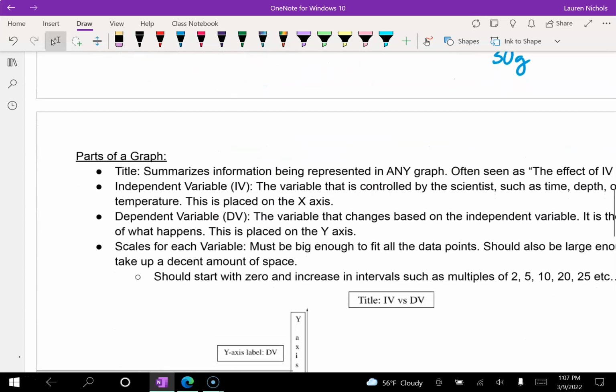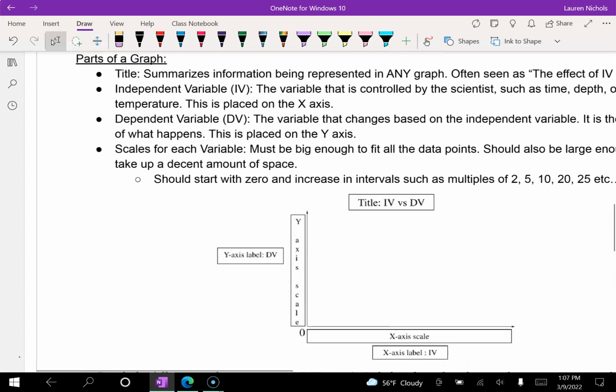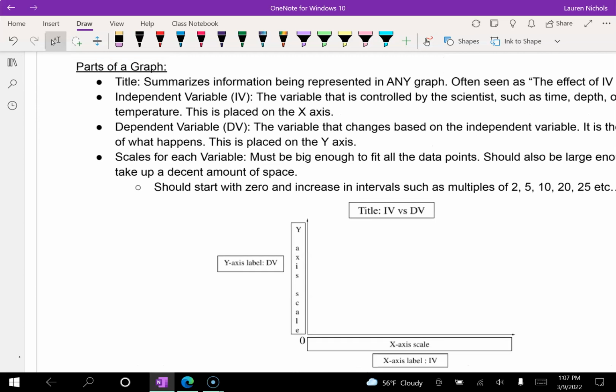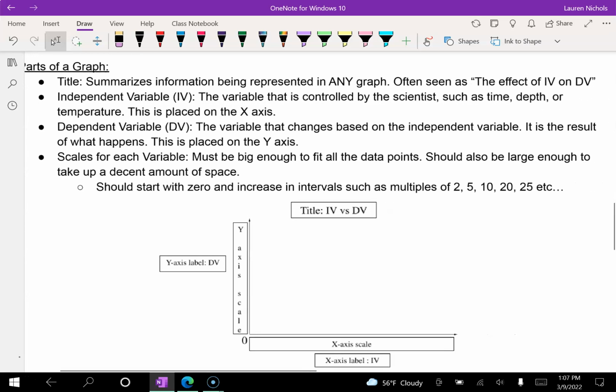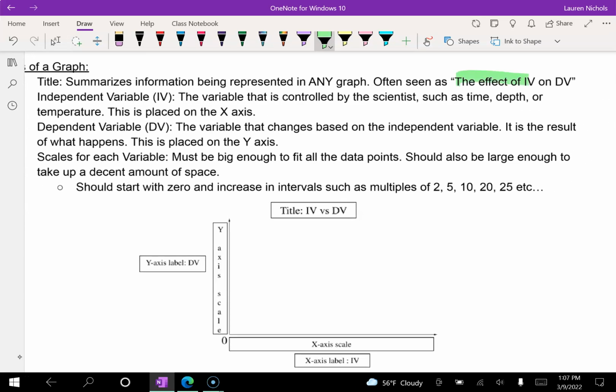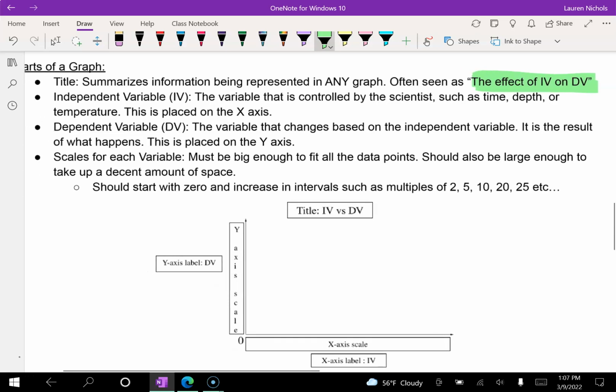And then the last thing we want to look at is how we actually create a graph. One of the things on the gateway you might be asked to do is actually graph for yourself. So your title is often seen as the effect of your independent variable on your dependent variable. And for your lab, for my honors students, you have to create graphs for your model. So pay attention to what needs to be in a graph.